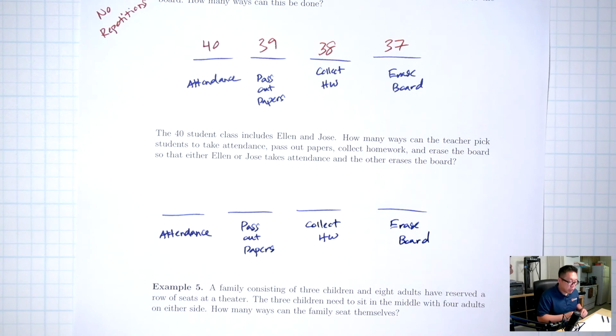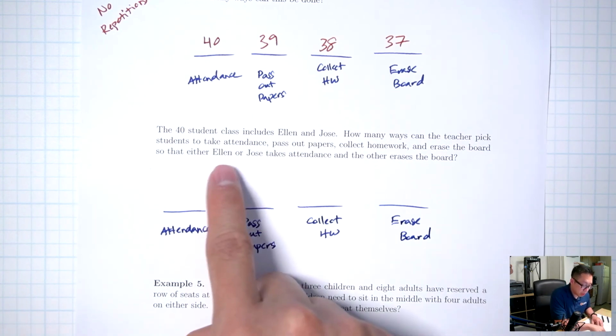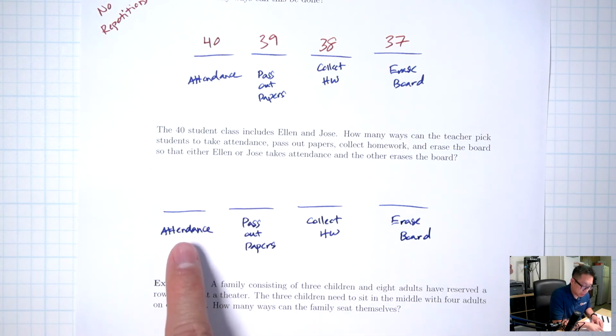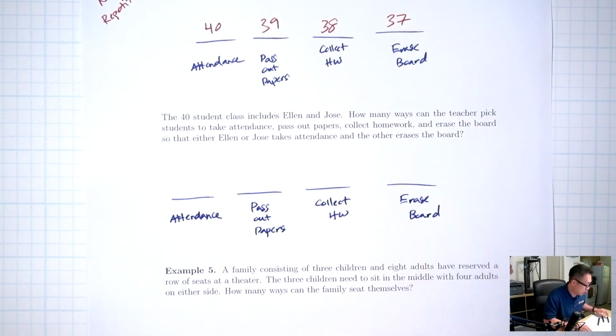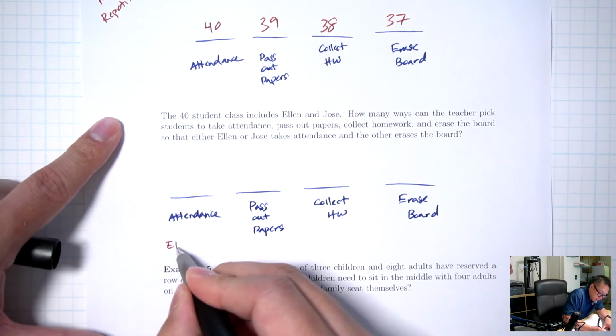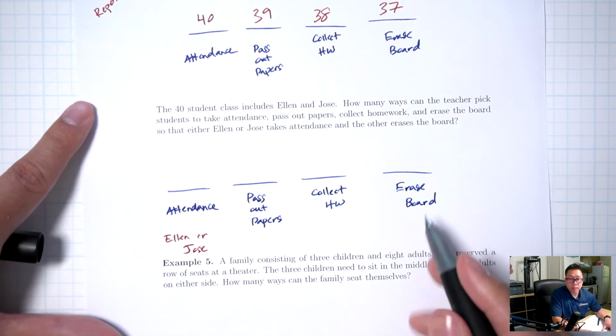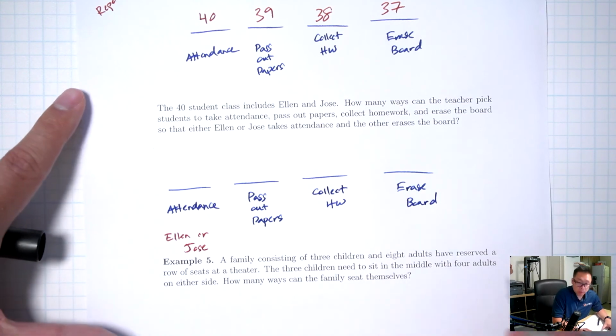Okay, so in addition, I have restrictions, right? I want either Ellen or Jose to take attendance, and then the other person to erase the board. So the first blank, I want to be either Ellen or Jose. The last blank, I want to be Ellen or Jose also.